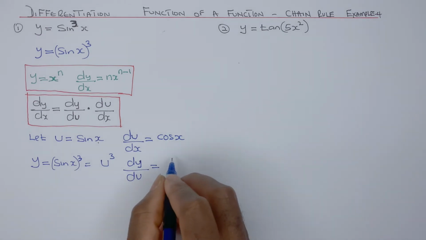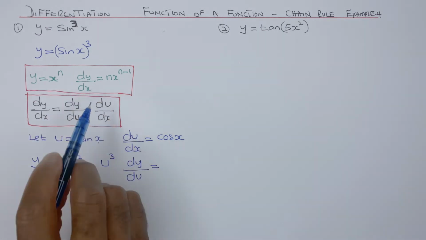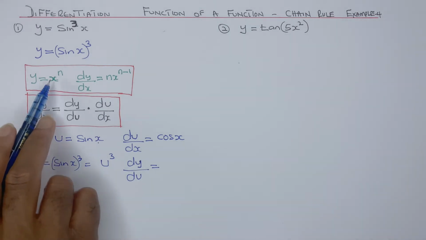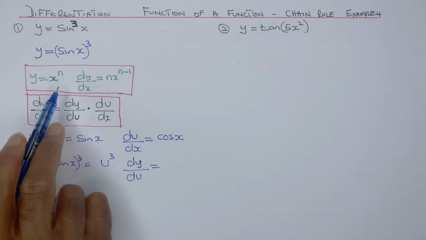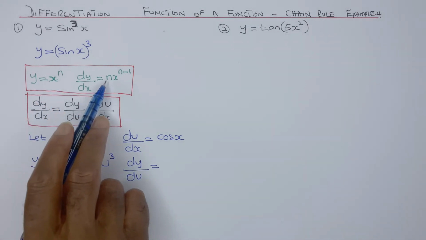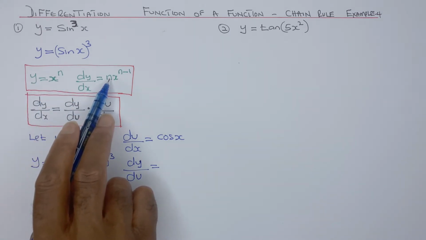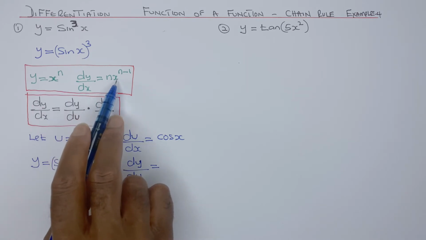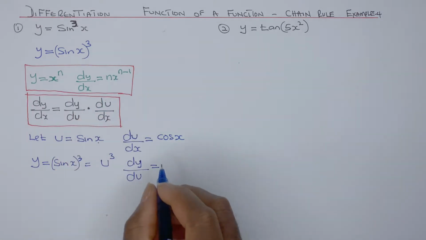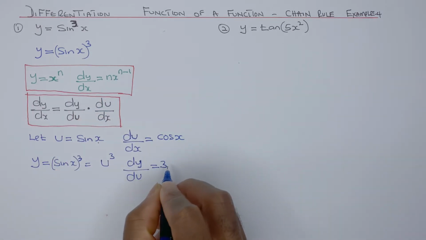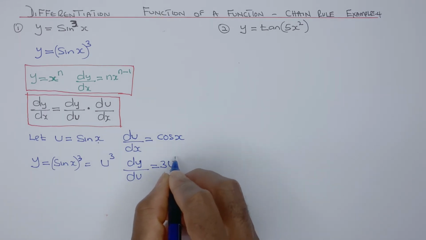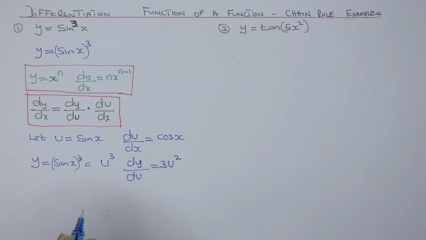So now we can say dy/du will be equal to, using that formula here, you can see your u is the x and n is the 3. So dy/du will be n x to the power n minus 1. So in this case, it will be 3u to the power 3 minus 1, which is 2.